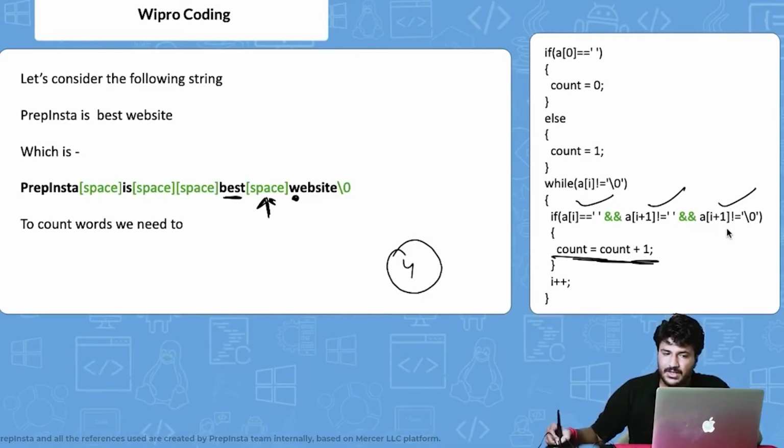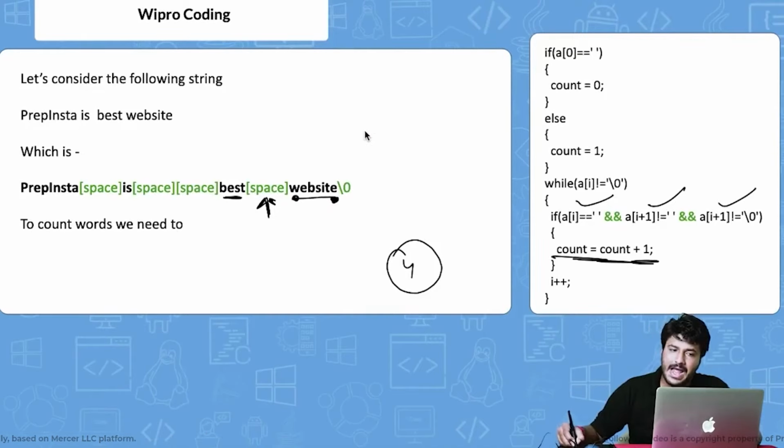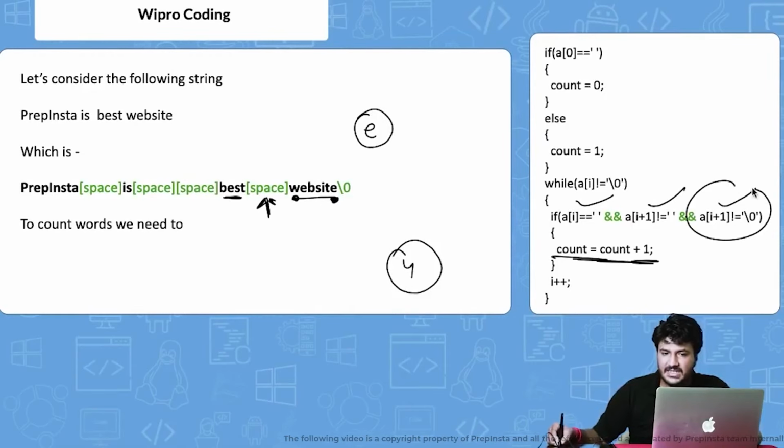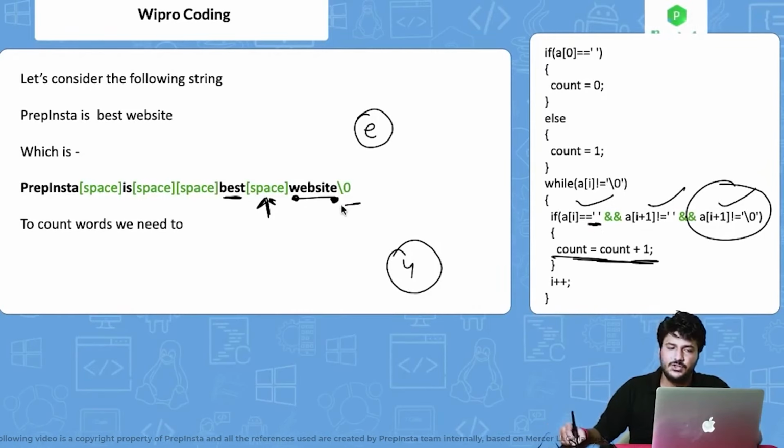So now what would happen is, it has increased till E, it will remain constant, right? Now at E, what will happen here? Obviously at E, this backslash 0 is encountered. Obviously now the loop will end, or A of I is not equal to, obviously there's no space also, right? So the final count value will remain as 4.